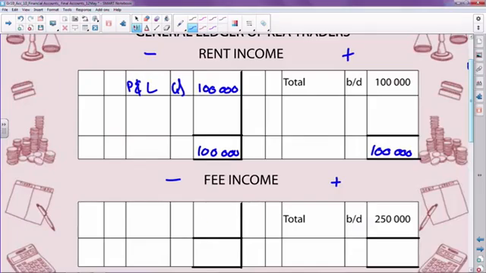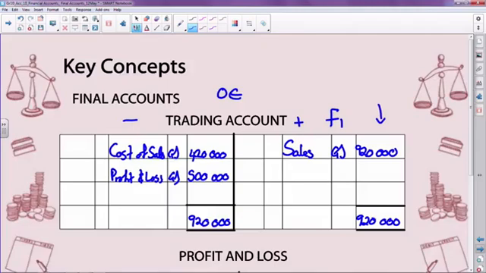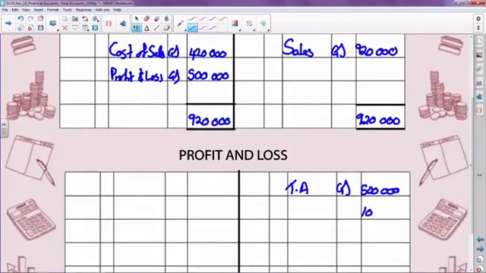Same with the fee income. I take it to the other side. I can do it the short way around like this, and then I can just say I'm closing it off like so. And I can say profit and loss. And therefore, I have 2 debits. Do you see this is a debit and this is a debit? So where do I take it? I need to take it to the credit side of your profit and loss. So I'll have 100,000 and 250,000. I'm just doing it together. You should actually do it one by one. Rent income, I'm just trying to save a bit of time. And then also fee income. And there's your incomes closed off.